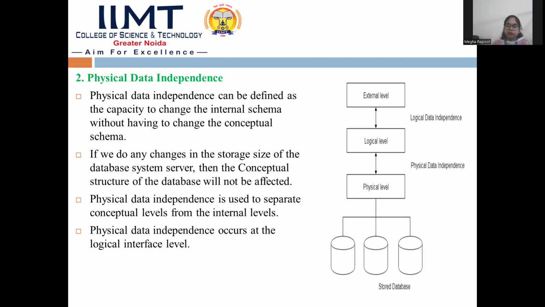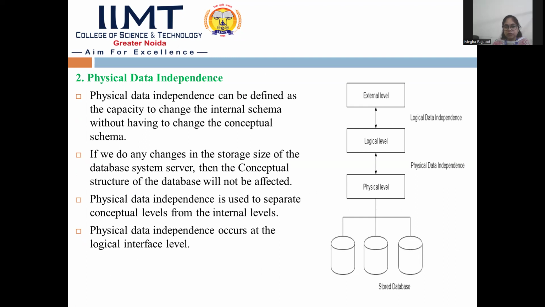Next, physical data independence. Physical data independence can be defined as the capacity to change the internal schema without having to change the conceptual schema. If we make any changes in the storage size of the database system server, then the conceptual structure of the database will not be affected.